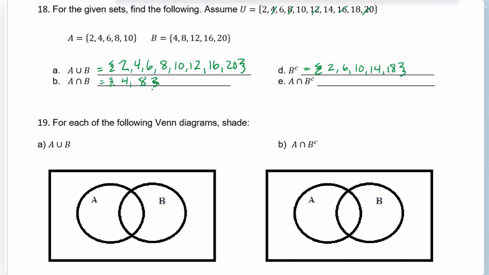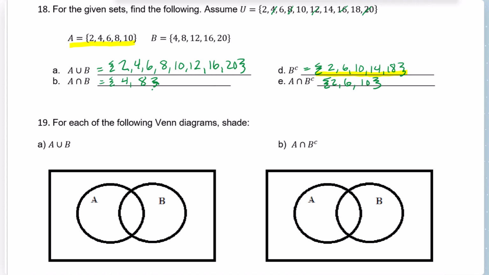Next, we're going to do A intersection B complement. So that means I'm looking at my B complement set here, and I'm looking at my A set up above that I just highlighted in yellow. We are looking for what is in both sets. Well, both of those sets have a 2 and a 6 and a 10. So that is the intersection, what they both have in common.